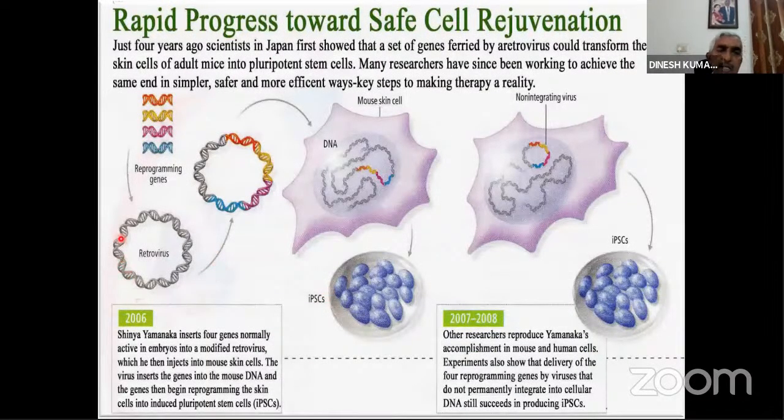What has he done? He took the 4 genes, added them in a retrovirus, and transformed a mouse skin cell, and with the help of this he produced induced pluripotent stem cells. Later on, another group, the Harvard group, reported that since the retrovirus is permanently attached, they used adenoviruses and even non-integrating viruses, and with their help produced induced pluripotent stem cells.